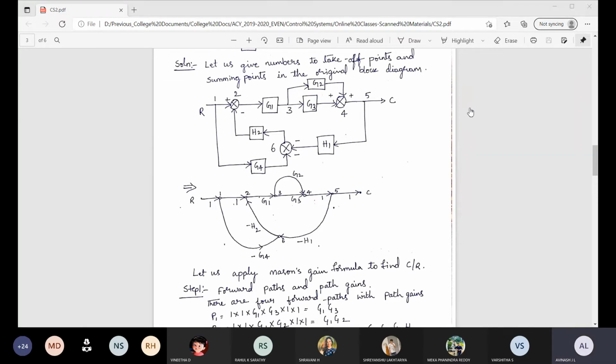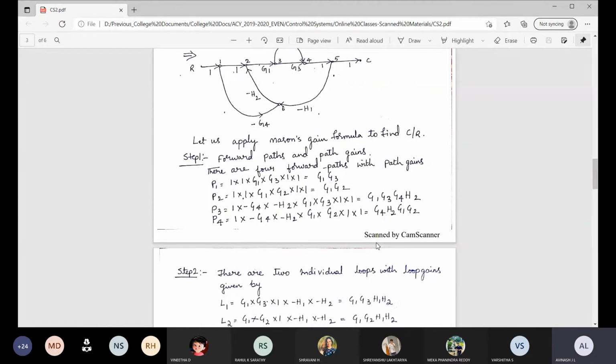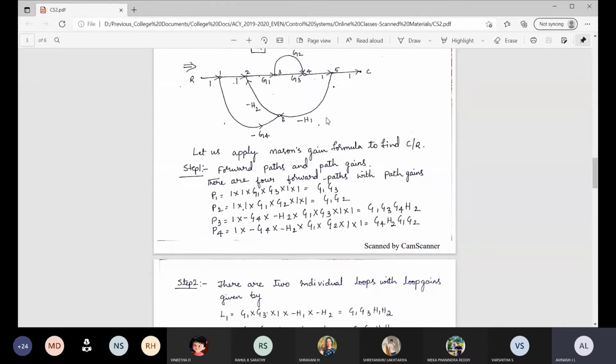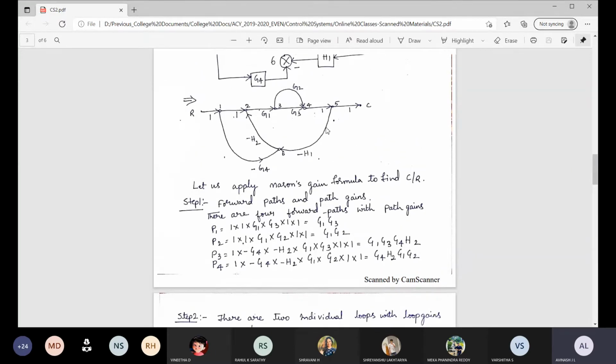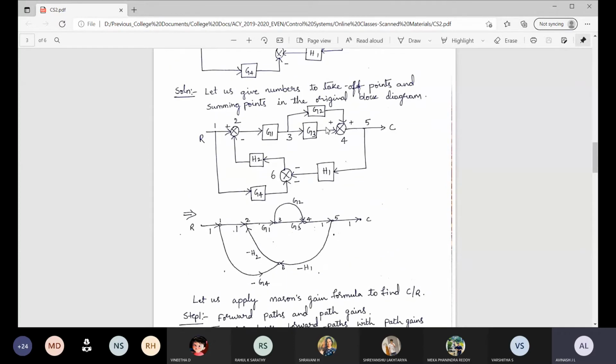So now after understanding this, we can apply the Mason's gain formula to find the transfer function. Once the signal flow graph has been framed, that will act as a numerical problem. For that particular signal flow graph, we need to apply Mason's gain formula. In order to apply it, we must see how many forward paths are there in the signal flow graph. Can anyone tell me?